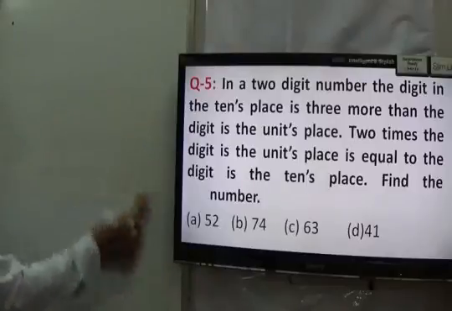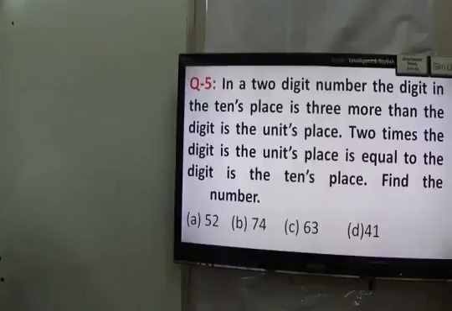Next you have question number 5. Generally whenever you have a 2-digit number question or a 3-digit number question, it is better to use the help of the options. In a 2-digit number, the digit at the tens place is 3 more than the digit in the unit place. Try to check out. Tens place is 3 more than the unit place.